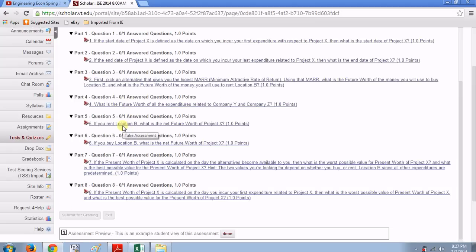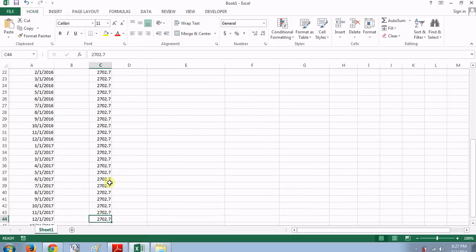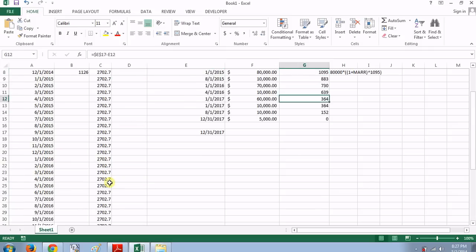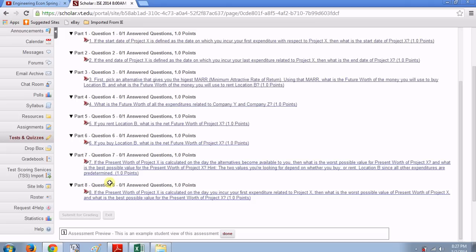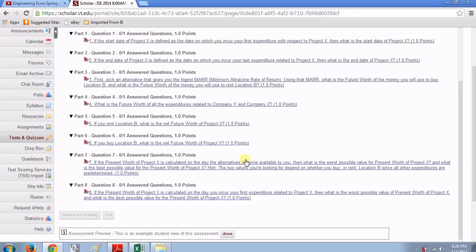Now, which question were we on? 5. If you rent location B, what is the net future worth of Project X? Oh, fun. Now, the future worth of all the money you would use on the rent is given by this cell. In your Excel sheet it can be something else. And now you have all the expenditures' future worth over here, so just add those two up and you should be fine. If you buy location B, what is the net future worth of Project X? Okay, so that is taken care of. You already calculated that previously. That's here. So you go ahead and add that cell to the future worth of all the expenditures. That should be fine as well.